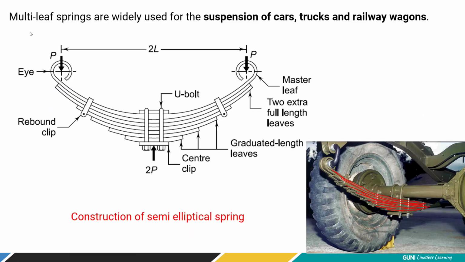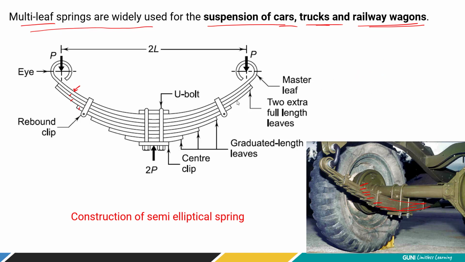Now, multi-leaf springs are widely used for suspension of cars, trucks, and railway wagons, right? Multi-leaf means more than one leaf. Let's say this is one leaf, second leaf, third, and fourth. Just look at the actual figure, right? So many strips are used. Many leaves are combined together to form the leaf spring. Such a construction, semi-elliptical spring, is used in suspension of cars, trucks, and railway wagons. So you have a clear-cut idea that mostly leaf springs are used to absorb shocks, right?